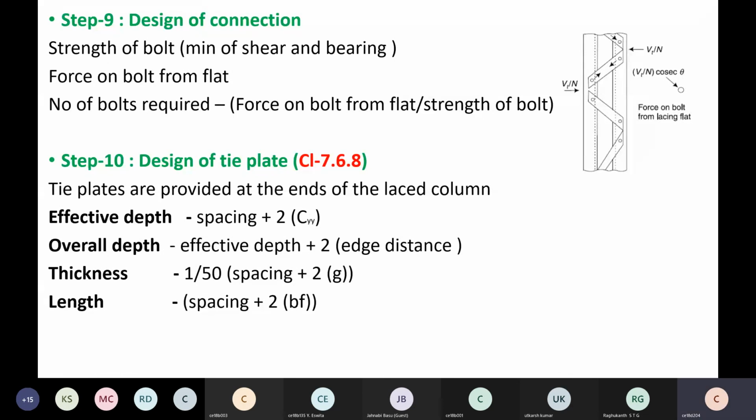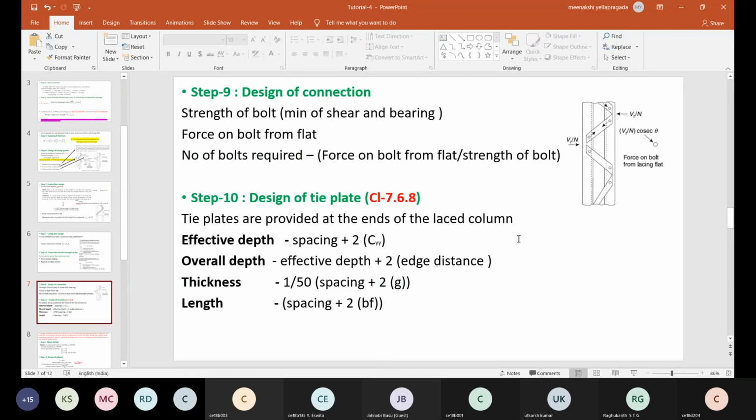Understood? Steps 9 and 10. If you have any problem, please ask. Do you have any questions? In any step of the design, if you are facing difficulty in calculating, you can ask.